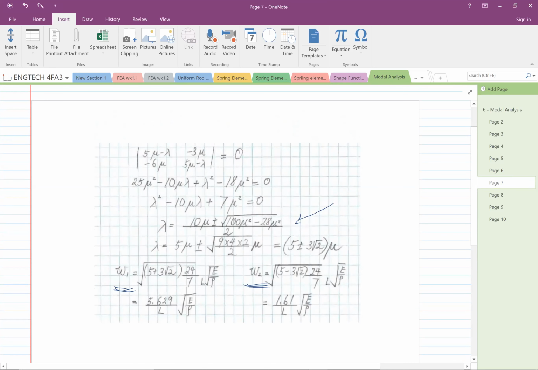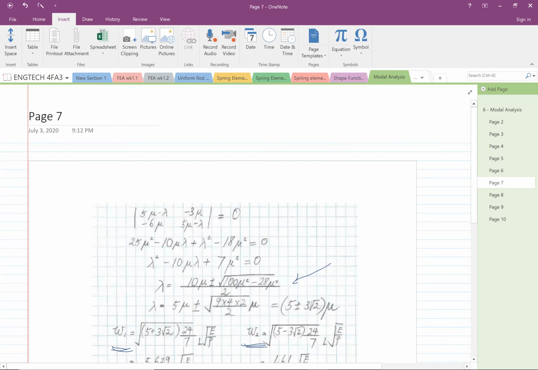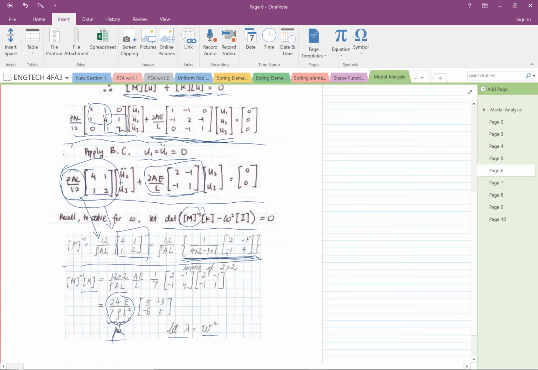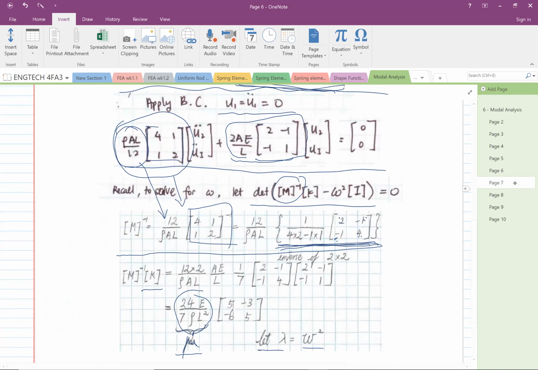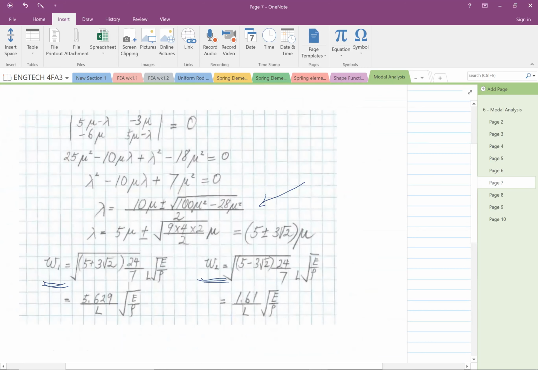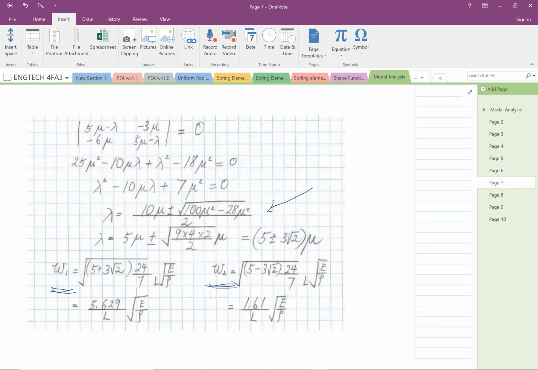Any questions so far? From the bottom of page 6 to the top part of page 7 is pure geometry and pure algebra. Nothing fancy.